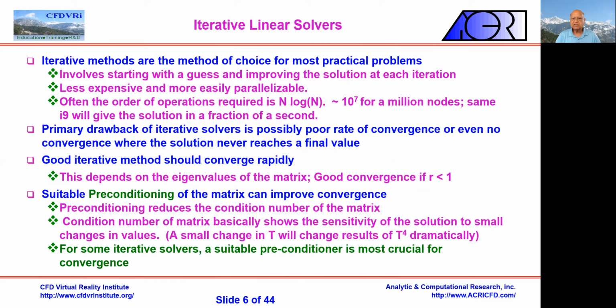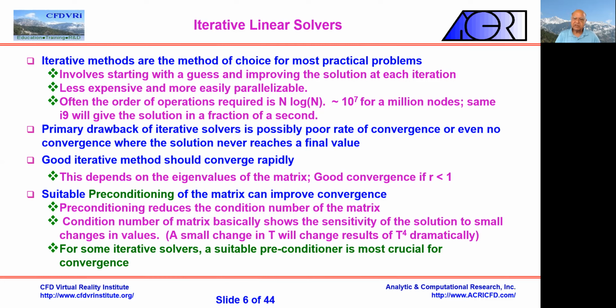What it involves is you make a guess and say, this is the solution, but then you find this is not the solution, so you improve that solution at each iteration. It's less expensive, but it's also more easily parallelizable. Often the order of operations required is n log n. That's, of course, the ideal. You may have 10 times that, but a good iterative solver can approach that.